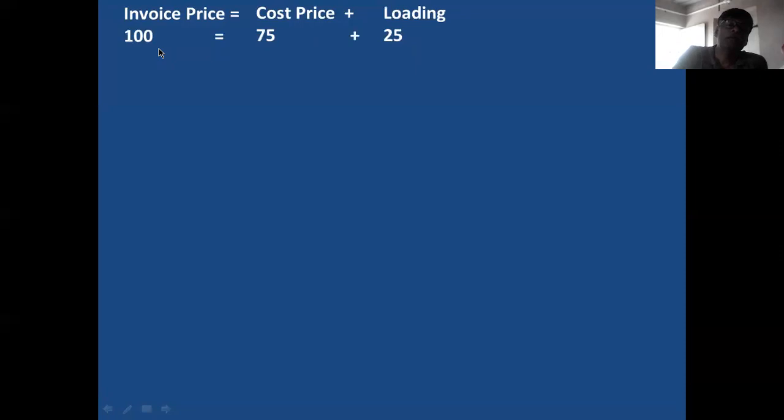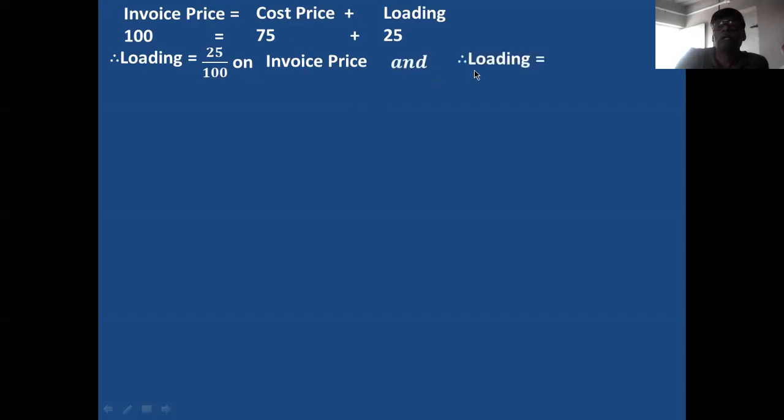Okay. Then the first equation: loading is equal to 25 divided by 100 on IP, invoice price. That means 1/4. 1/4 is the loading on invoice price. This equation you use for removal of loading. And the second equation is loading is equal to 25 divided by 75 on cost. On cost means this equation, 25 divided by 75, means 1/3.